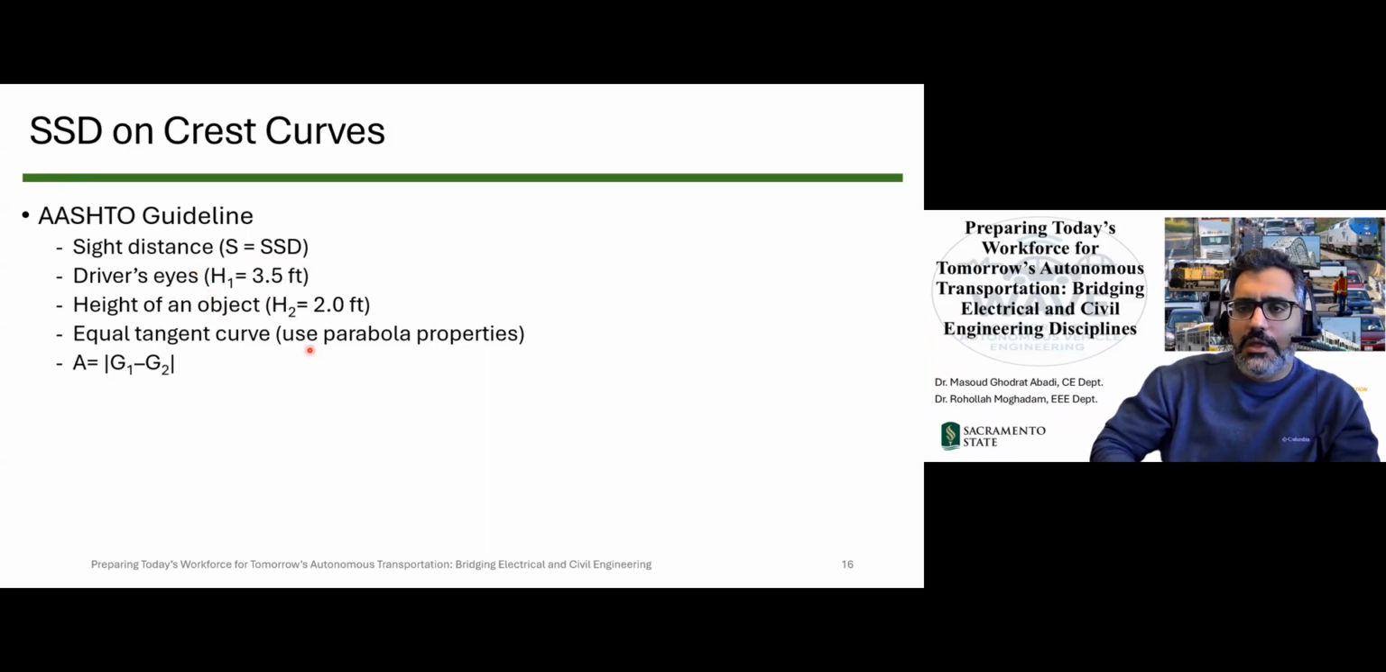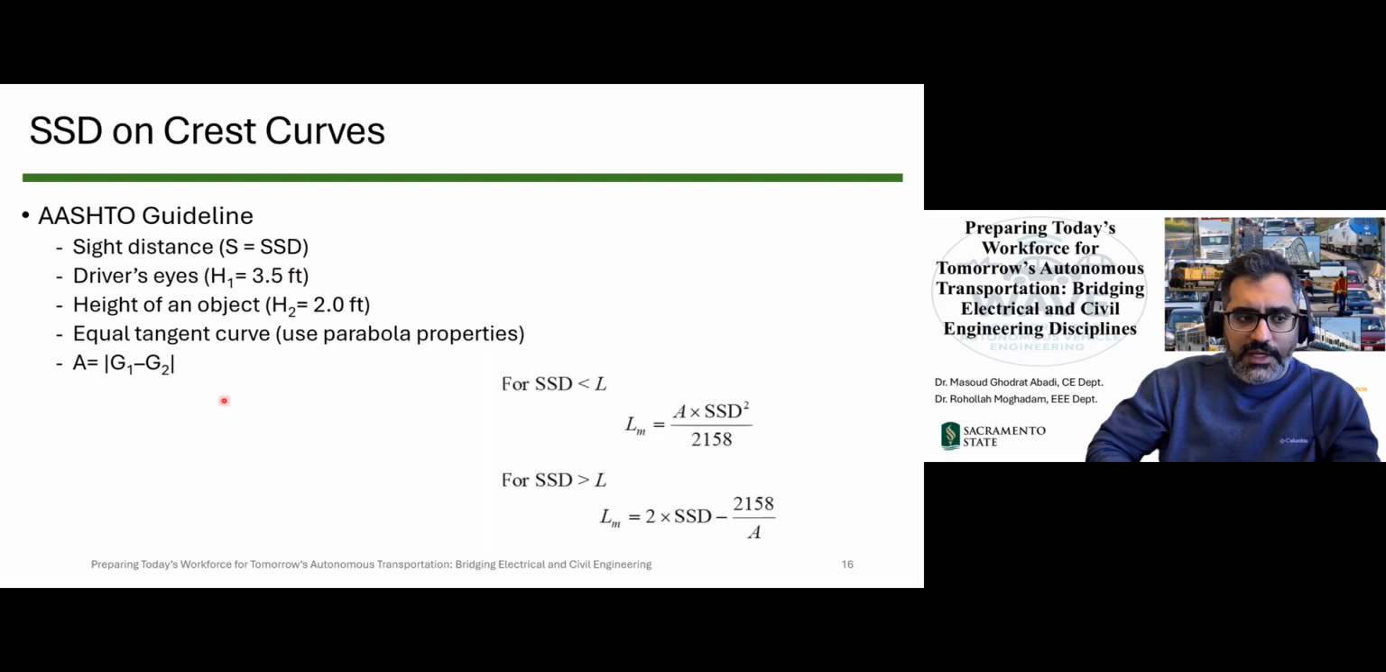Then for H2, we consider that to be a small object, a 2 feet object, something like maybe a dead animal, or maybe a box or a broken tree that is left on the other side of the curve. So if we use these values, considering that A is also, as I said, the absolute difference between the grades, and we replace them into the equations that we got from parabolic curves, these are the two equations that will be obtained, and these are the equations that are used to design vertical curves.